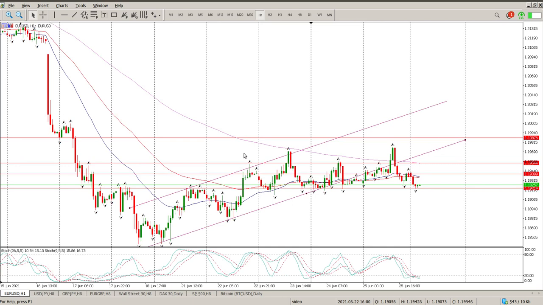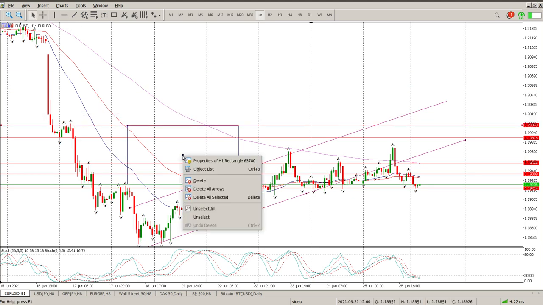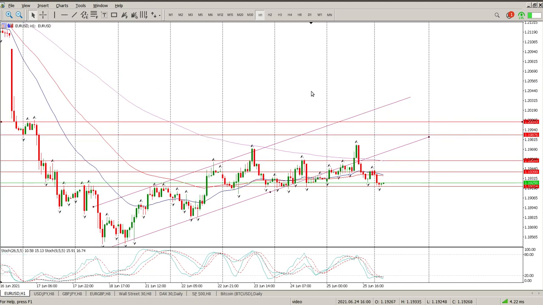Now, here's a challenge. So this was the inverse head and shoulders neckline. You can see there's a shoulder, there's a head, and there's a shoulder. And I just want to see, what did we actually do with this? I don't think we hit our target. Nope. Our target was up there. So pretty much in no man's land at the moment.